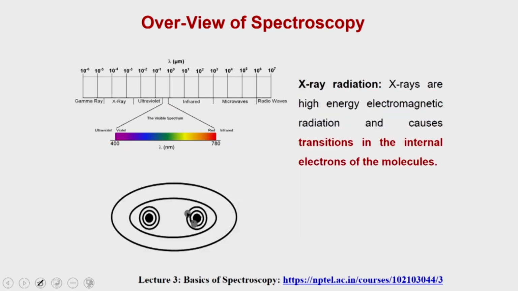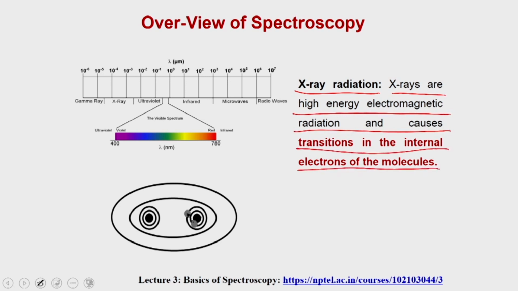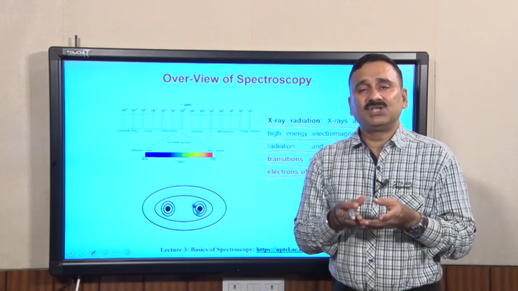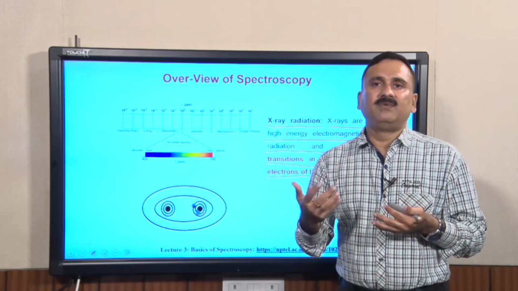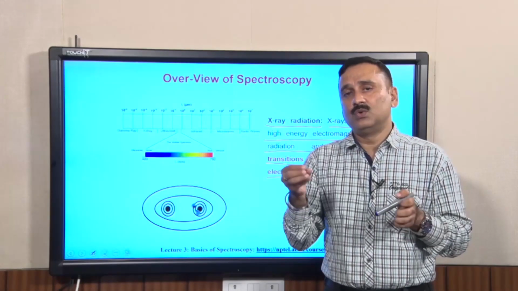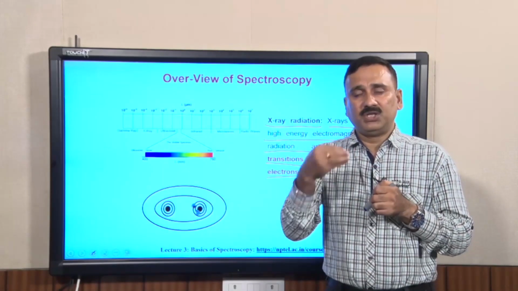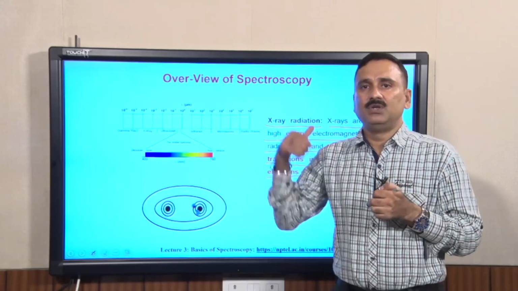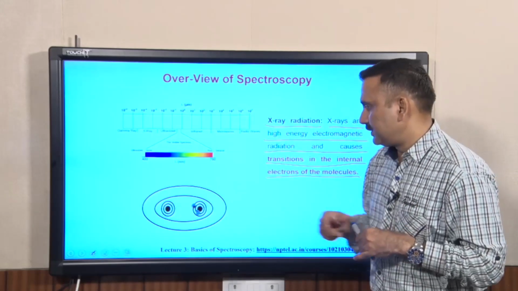Then it comes to the X-ray radiations. X-rays are very high energy electromagnetic radiations and they cause transitions in the internal electrons of the molecule, which means the electrons within the atom that are not in the valence shell. Those are the electrons which receive the X-ray radiations, and that is how they give the transitions and can be mapped using X-ray radiations.